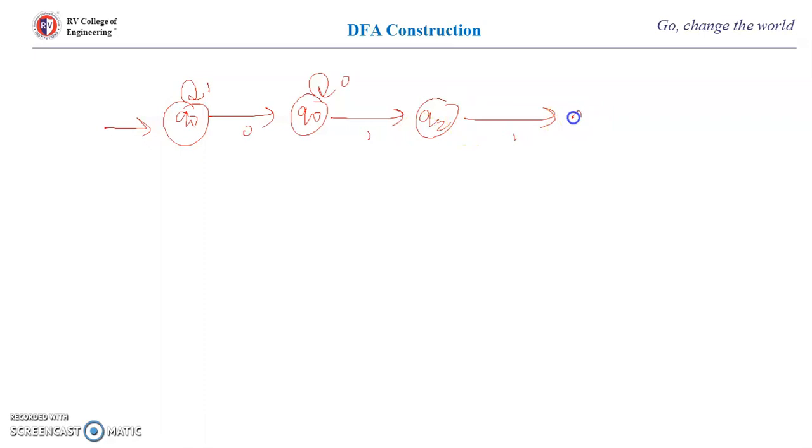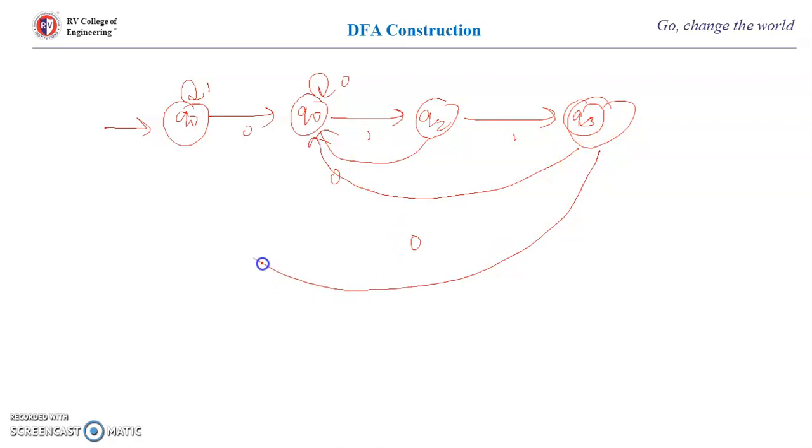So we have Q naught, that is the start state, with a self loop of 0, and then 1 to Q1, and then 1 to Q2, and then again 1 to Q3, which is a final state. Then this 0 is going to this, and similarly this 0 is going to this, and 1 is going to this. Okay, so 0 1 0 1. Here also we have shown 1 0. So this is 0 and 1, and here 0 1.